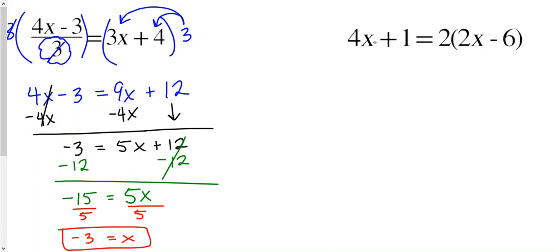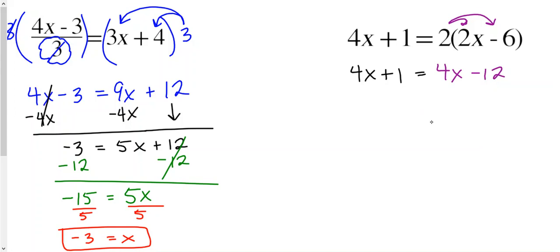All right, let's look at our next one. We have 4x plus 1 equals 2 times 2x minus 6. So the first thing I want to do here is I see parentheses, I'm going to distribute. So this 4x plus 1 did not change. I'm just going to keep that. 4x plus 1 is equal to, now 2 times 2x gives me 4x. 2 times negative 6 gives me negative 12.